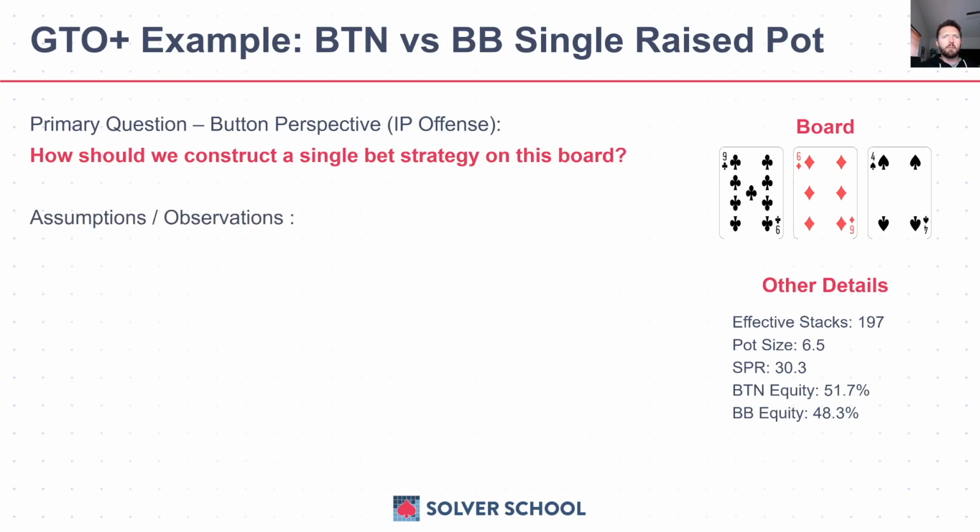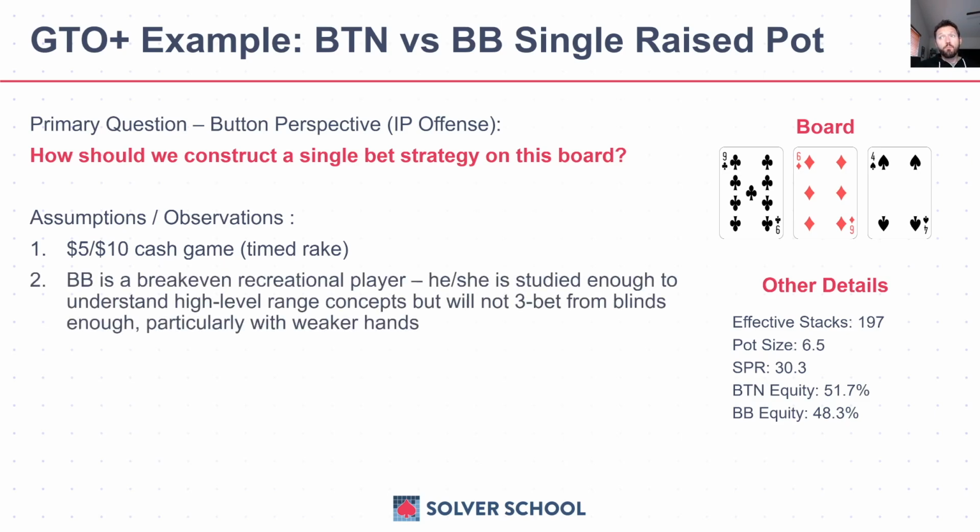We have some assumptions and observations about this particular spot. So again, we're going to assume that this is a 5-10 cash game. And in this scenario here, it's going to be a timed rake model, so we don't necessarily have to worry about rake in this particular example. Our big blind is a break-even recreational player, so he or she is going to be studied enough to understand high-level range concepts, but is not going to necessarily be 3-betting from the blinds enough, particularly with weaker hands. And we can account for that in our range construction and entering inputs.